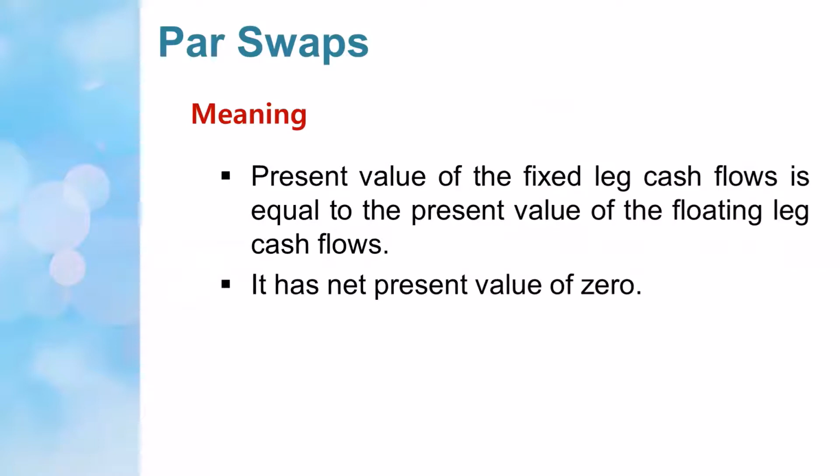This is a term which is very well connected with swaps, and is often referred to. It's an ideal condition where there is no loss or profit for both the parties. So we are talking about par swaps. Par swaps are swaps in which the present value of the fixed leg cash flows is equal to the present value of the floating leg cash flows. In other words, the NPV of this transaction will be 0.